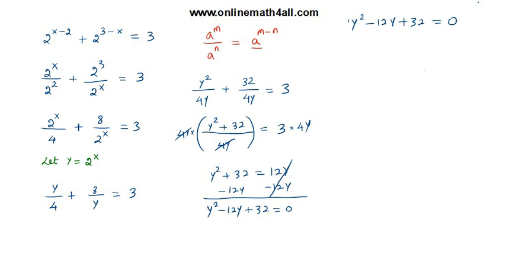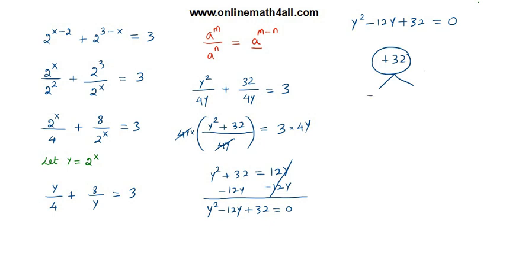Whenever we try to solve a quadratic equation by factoring, first we have to look at the coefficient of y², the square term. If it is 1, we have to consider only the constant term. So the constant term is positive 32. You have to get two factors for this constant of positive 32, so that the sum of the two factors is equal to the middle term, negative 12.